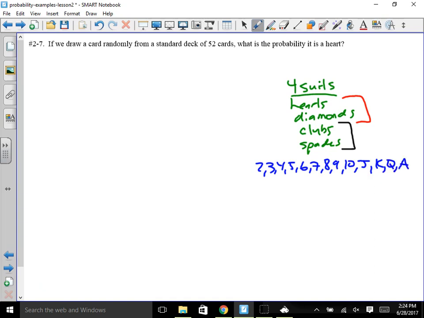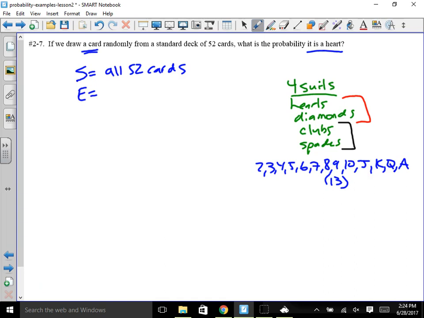So there are 1, 2, 3, 4, 5, 6, 7, 8, 9, 10, 11, 12, 13 cards in each suit. And 2 of the suits are red and 2 of the suits are black. So that's what a standard 52 card deck looks like. So it says if we draw a card at random, we're drawing a single card, what's the probability that it's a heart? So the sample space here would be all 52 cards, right? And the event space would be just the ones that are hearts, right?